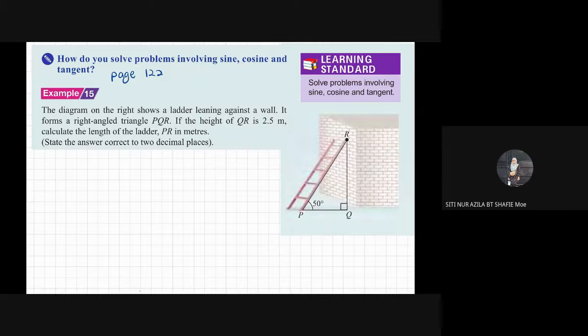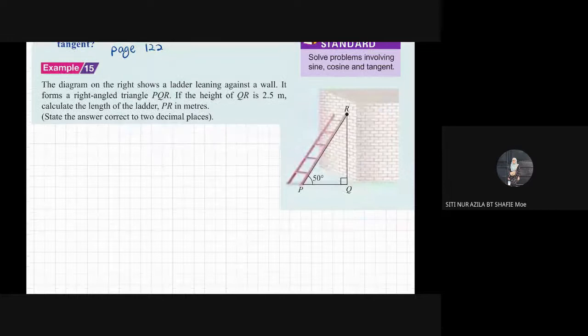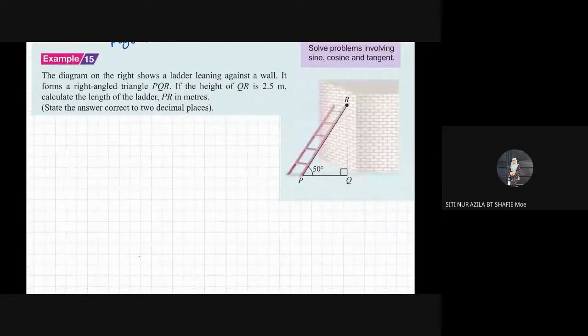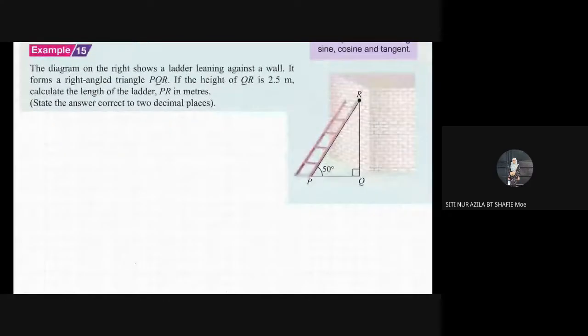For trigonometry, usually the question will be in either low or medium level only. So don't judge KBAT question as question that is hard to solve. Not necessarily. Sometimes KBAT question can be easy too, depending on the type of question given. So let's discuss a few examples from the textbook, and then later we will answer the exercise from your textbook together. So refer to page 122, example 15.